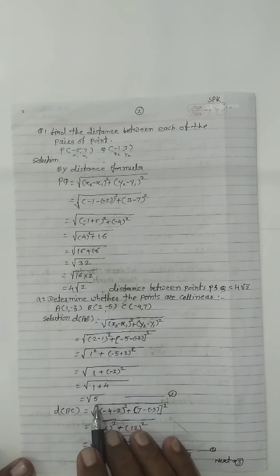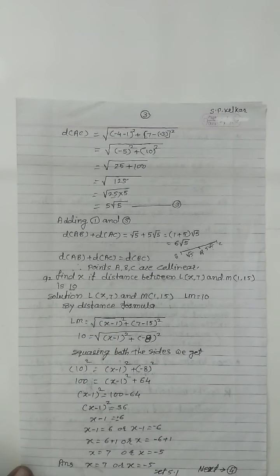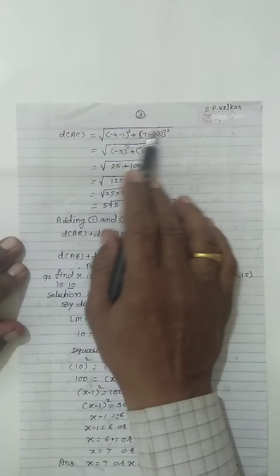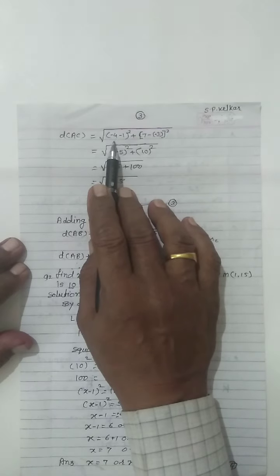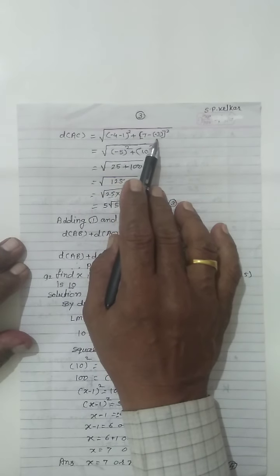Now AB equals under root 5, BC equals 6 under root 5, that is equation number 2. Then find the distance AC. AC equals under root. Again we write down the distance formula and put the values: (-4 minus 1) square plus (7 minus 3) square.